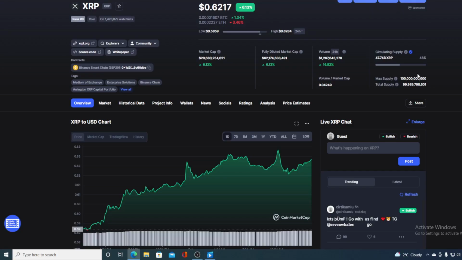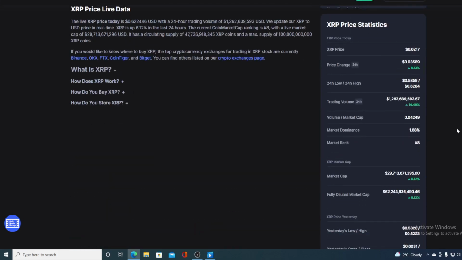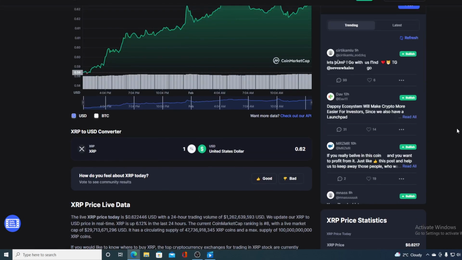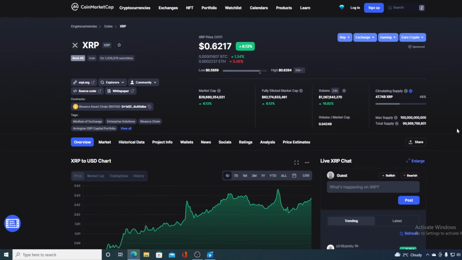Now let us go back to the price. As I mentioned, guys, if I were to invest, I would invest right now in this Ripple, because this price will keep going up and it will stay in the green.